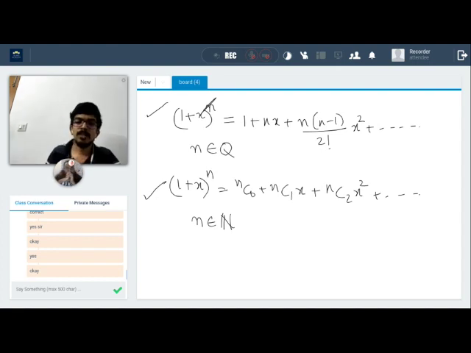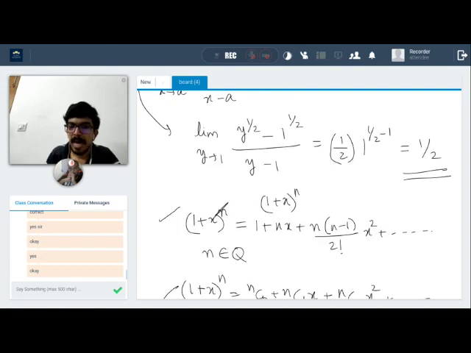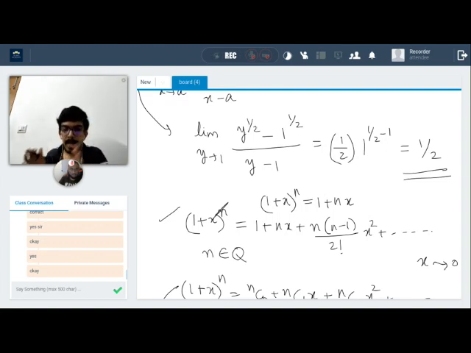In this case, if we have an expression of the form 1 plus x raised to n, and x is a very small number, x tending to 0, I can approximate this as 1 plus nx. In some cases you might have to take the second order term as well, but in this question we'll happily approximate 1 plus x raised to n as 1 plus nx.